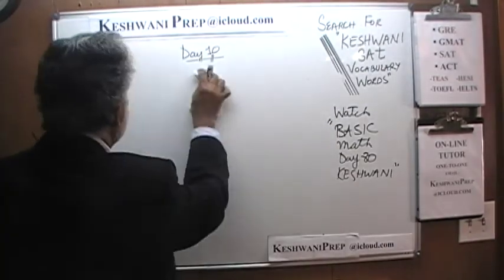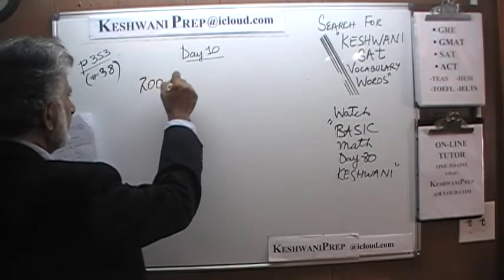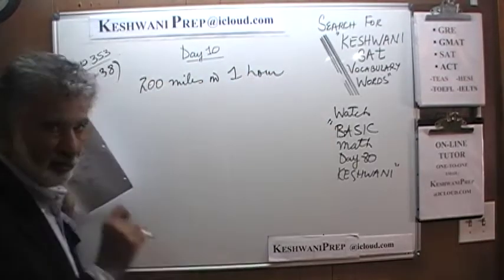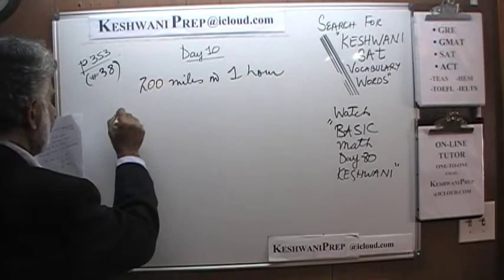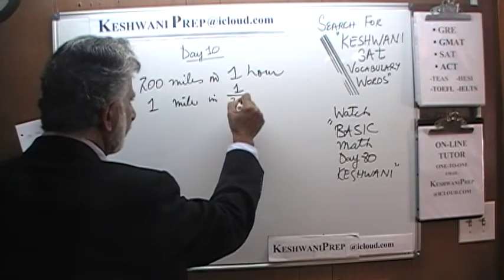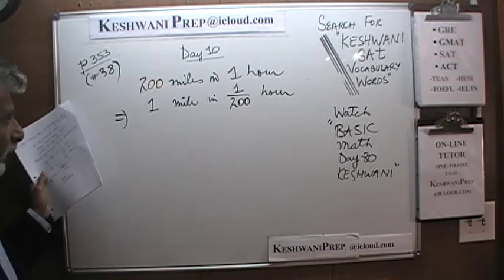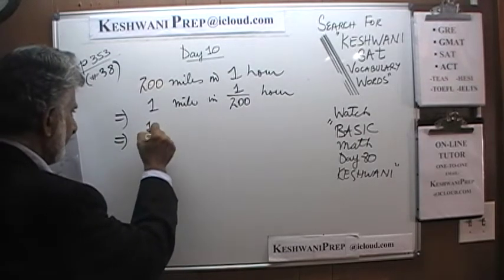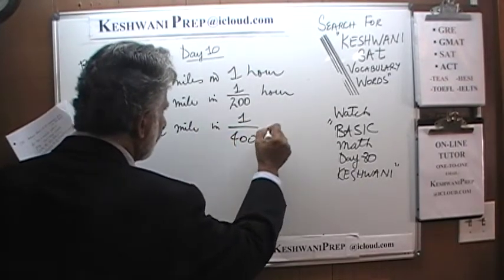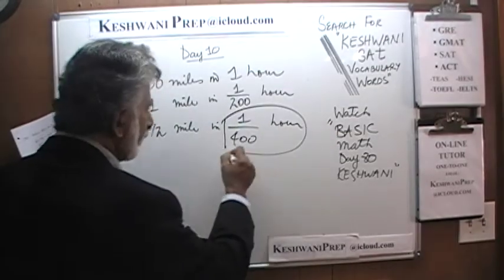We know he's going at 200 miles per hour. 200 miles in 1 hour. He can go 200 miles in 1 hour. That in itself implies that he must be able to go 1 mile in 1/200th of an hour. Makes sense, obviously. We don't want to go 1 mile, we just want to go half a mile. So that in turn must imply that he must be able to go half a mile in 1/400th of an hour.